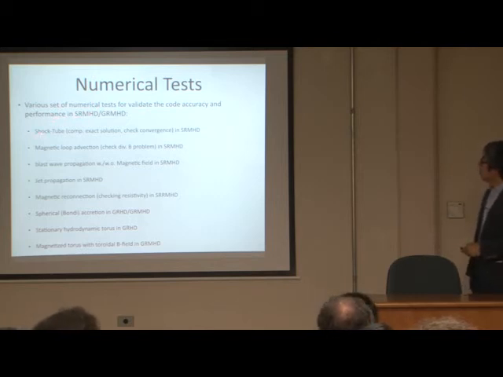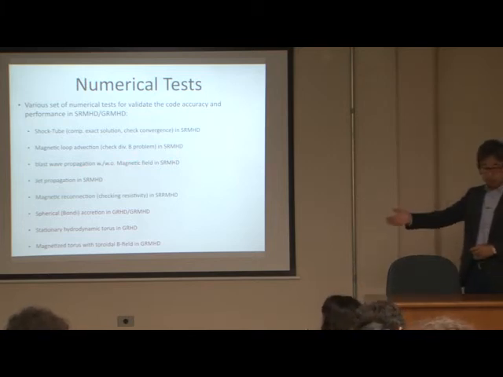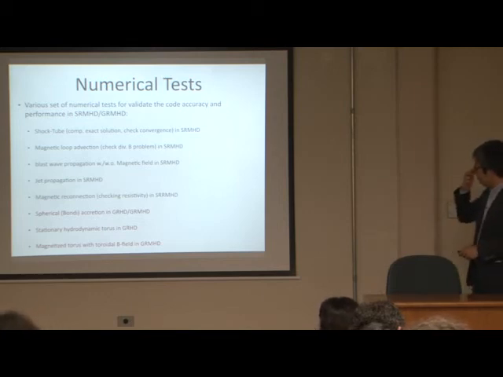The special relativistic shock tube test is also used for special relativity, and we know its exact solution. Then the magnetic loop advection also checks the divergence problem, even for the special relativistic MHD case. The Alfven wave propagation test with the magnetic field is one of the well-done tests, just compared to the previous simulation case.